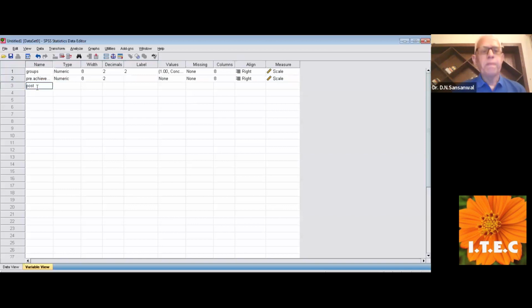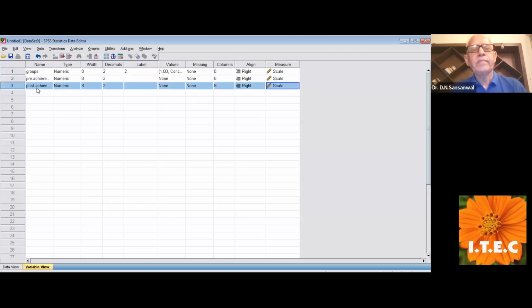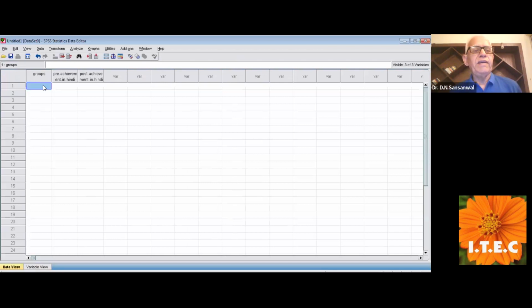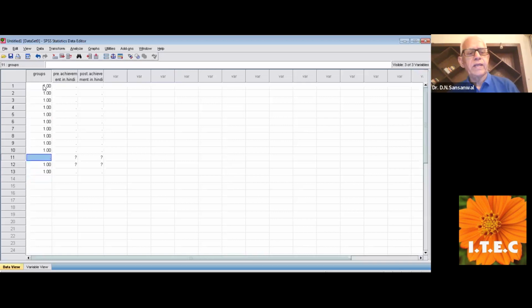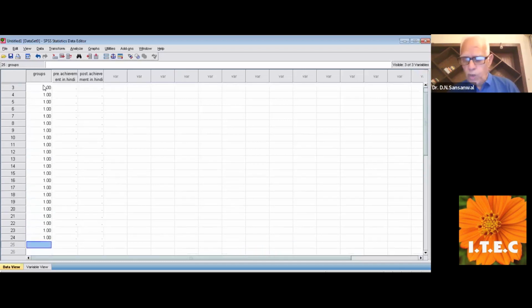Then post.achievement.in.Hindi. So these are the three variables related to which I need the data. So here is groups. If I take the concept attainment group, you can take the same number of subjects or some different number, no problem. If you want, you can copy like this also.